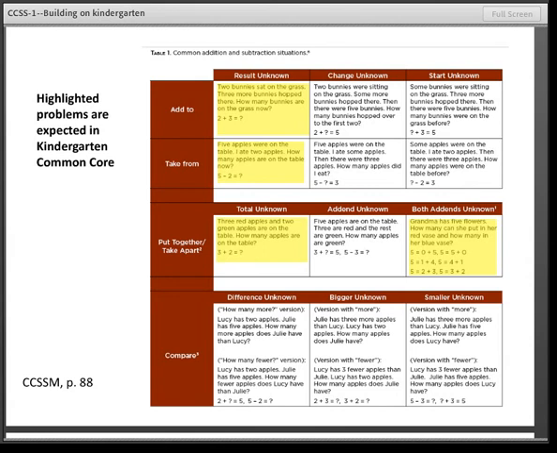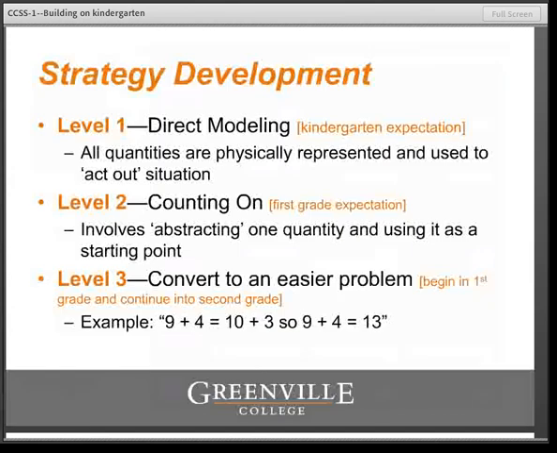The remaining problems here are all going to happen sometime during the first grade year. They need to be able to work with all of these. And so that is the topic of this Common Core PD module.